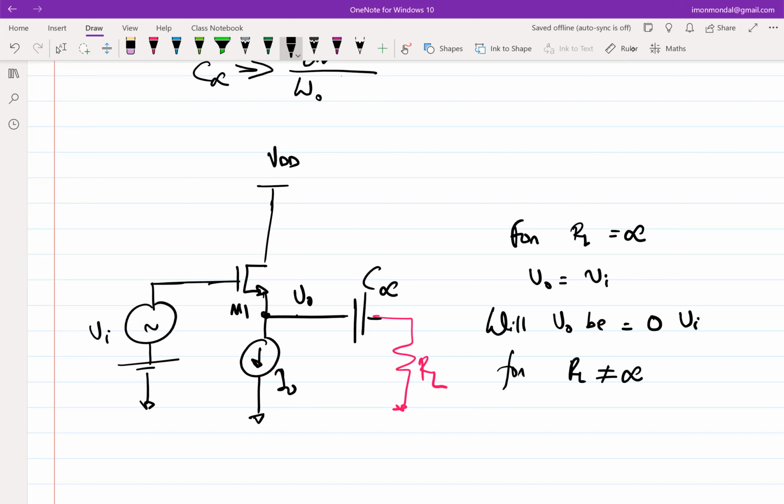Approximately. Obviously, it will not be exactly equal, but approximately equal to Vi. Instead of will, let me ask, can V0 be approximately equal to Vi for RL not equal to infinity? What I'm essentially asking is, is there any range of values of RL for which V0 will still be equal to Vi? Yes or no? Yes. Okay.